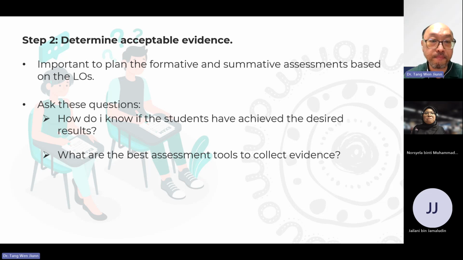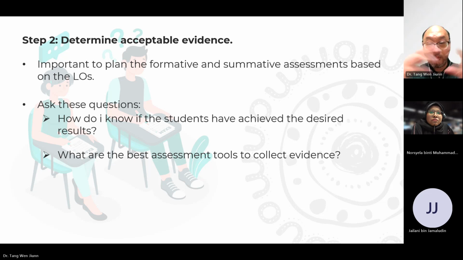The second part, determine acceptable evidence. So before we even start to create the contents or the activities for the students, we have to determine the evidence. It means we have to plan the assessment already. What we plan to assess the students for this topic. We'll touch back on these things later on.